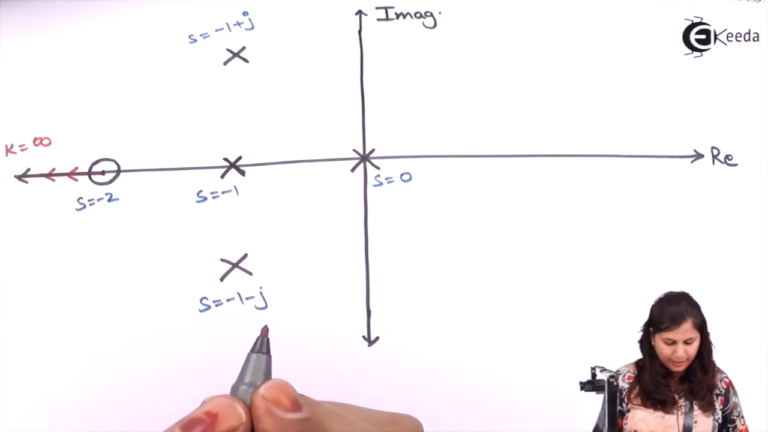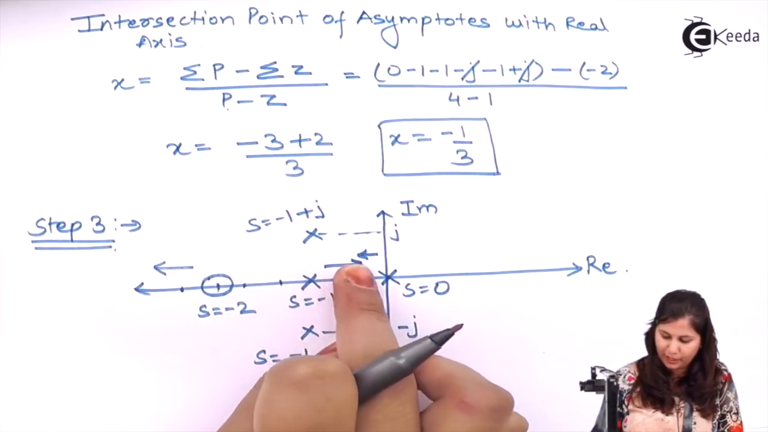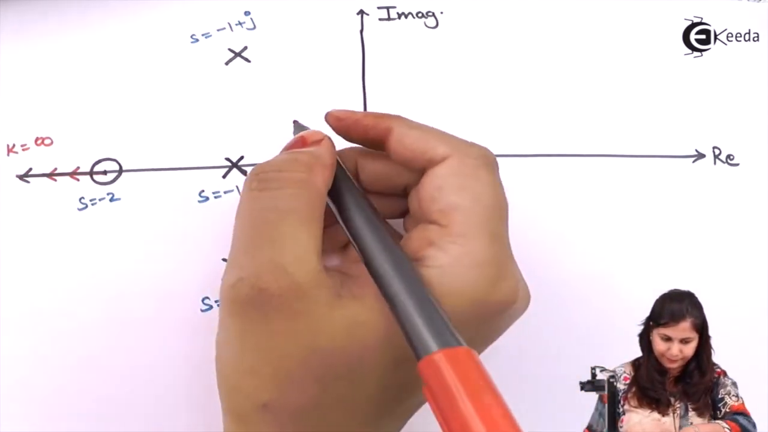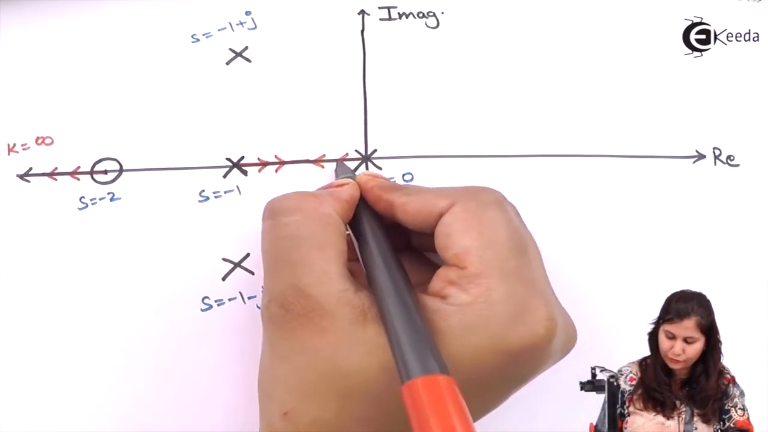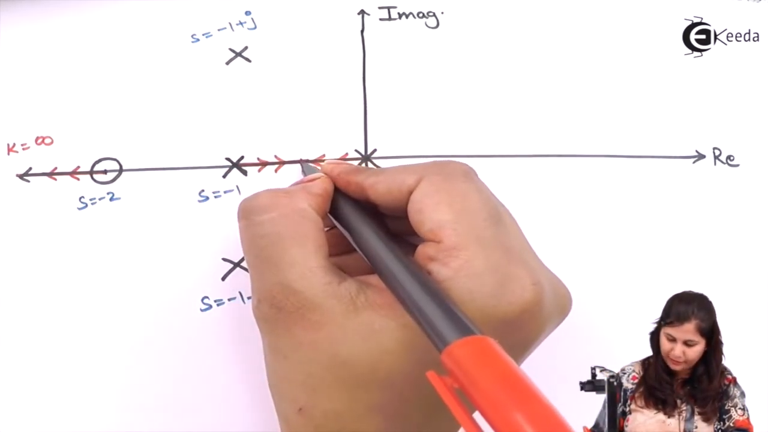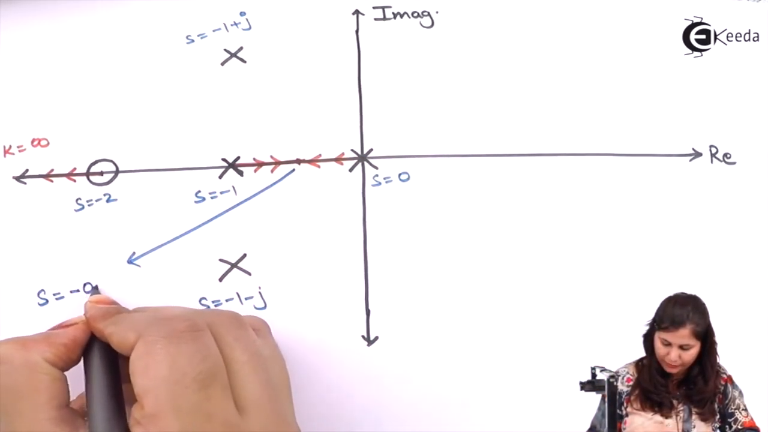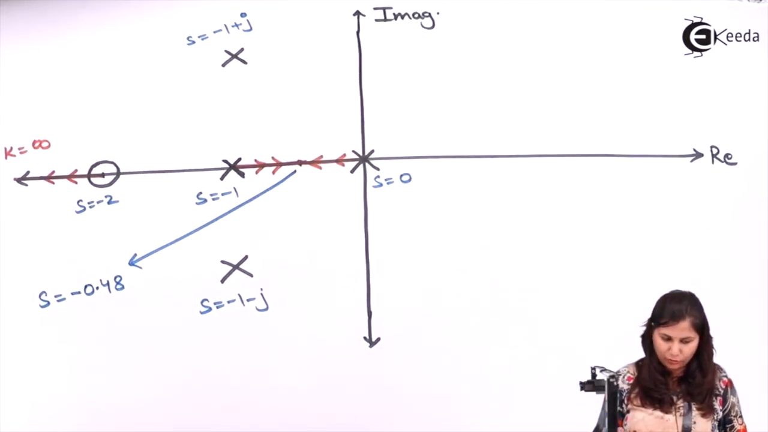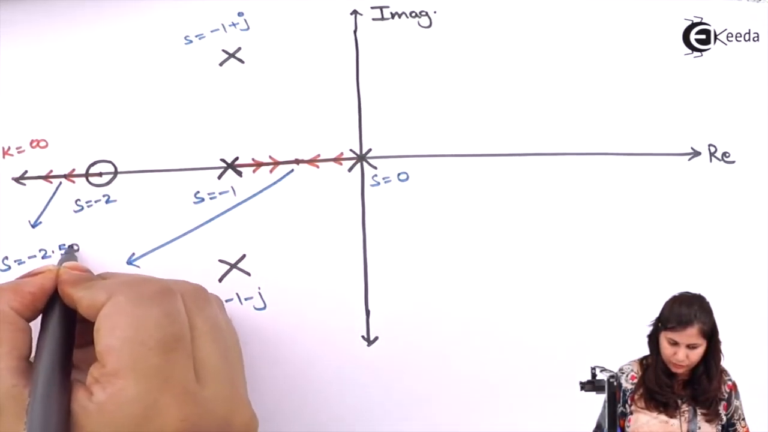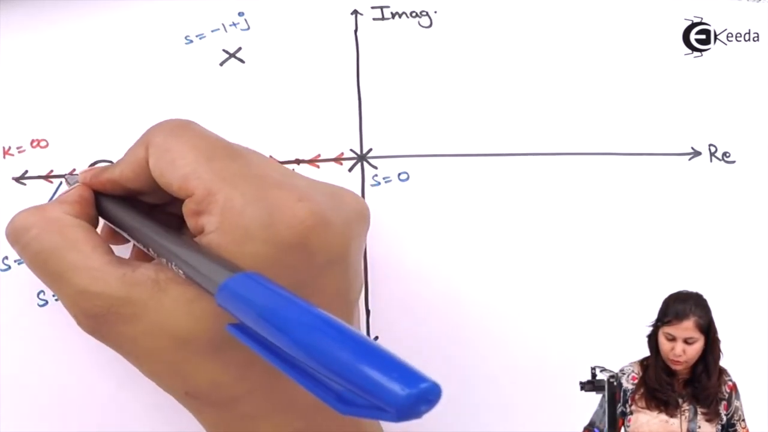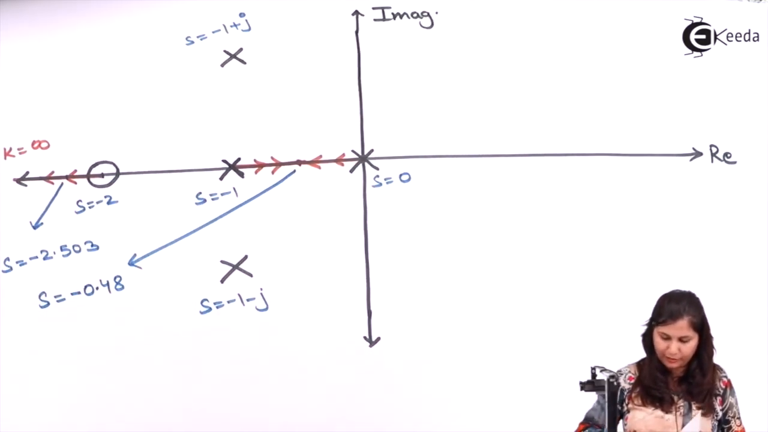Then for this pole s equals to minus 1, we have the direction of the root locus branch towards this. So it will go to this side. For this pole, direction of root locus was towards, and we had a breakaway point here at S equals to minus 0.48. And another breakaway point was here, S equals to minus 2.503. This breakaway point is due to this pole and this pole. These poles have a root locus branch.